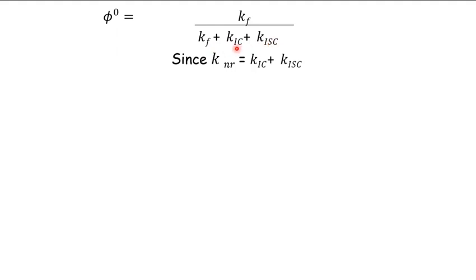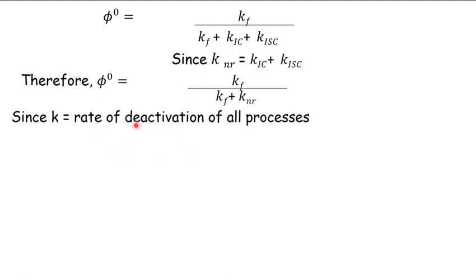But we know that internal conversion and inter-system crossover are non-radiative transitions. So that's why we write KNR is equal to Kic plus Kisc. In this case, we will write Kf divided by Kf plus KNR. Okay, that's what we have written. So K is the rate of all deactivation processes. This is the fluorescence lifetime, and it will be inversely proportional to the rate of deactivation of all the processes, right?